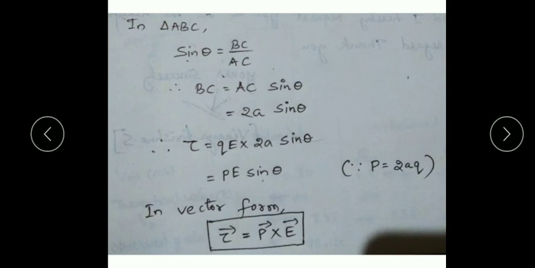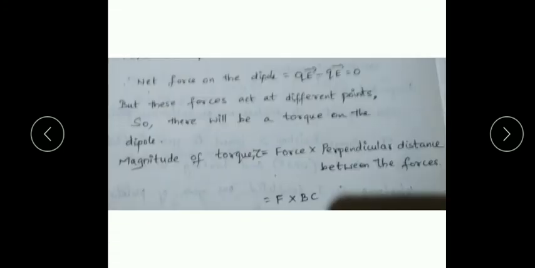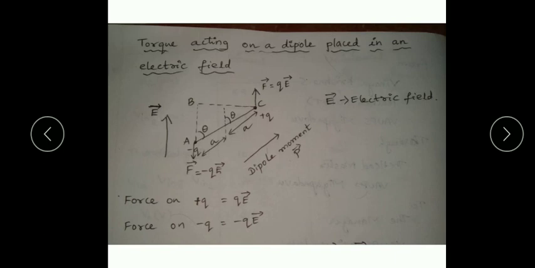So what is the direction? You know how to find the direction of cross products. A cross B, how to find the direction, that is very familiar to you. So here you can tell the direction of this tau is outside the plane of paper. Outside the plane of paper.